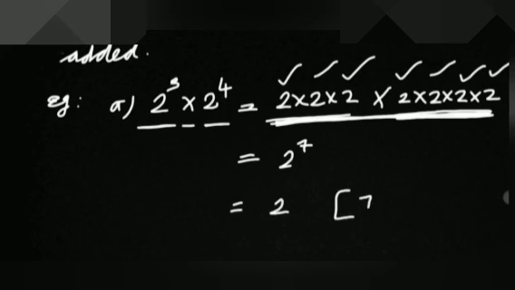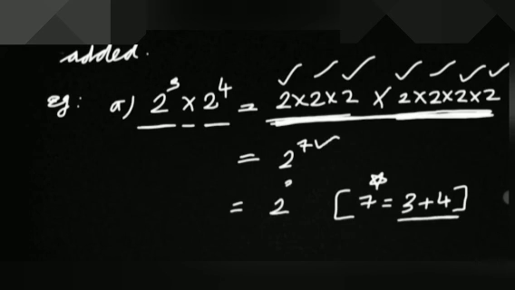We know that 7 is equal to 3 plus 4, not 2 plus 3. So, instead of this 7, what can we write? Yeah, we can write 3 plus 4.